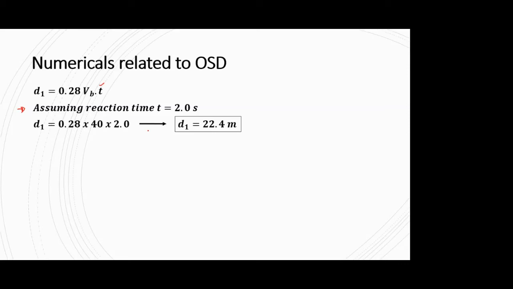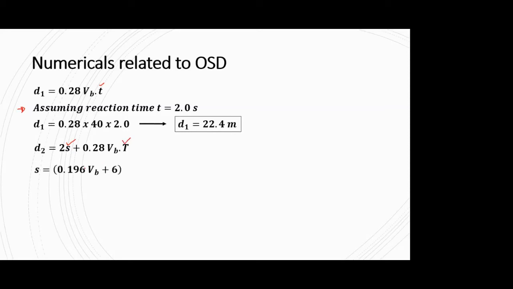Then comes the next component of your OSD, that is D2, the distance traveled during the overtaking time, capital T. So for that you again have this formula, 2S plus 0.28 VB into T. Again, in order to find this D2 value, you first need to find the value of S, that is the spacing, and the value of T, that is the overtaking time.